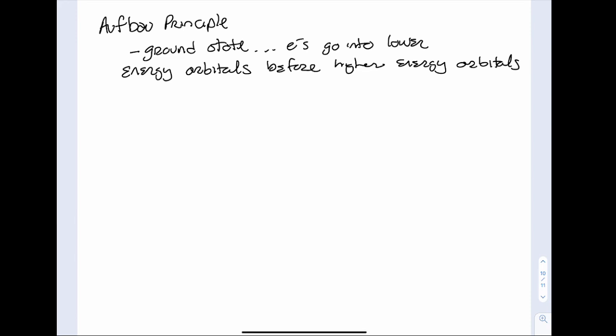So remember, as our value for n gets bigger, the energy of that region of space, that orbital, gets larger. So we're always going to put electrons in the first energy level before the second, before the third. So remember, n equal to 1 versus n equal to 2 versus 3 and so on. As I go in this direction, we're increasing in energy.